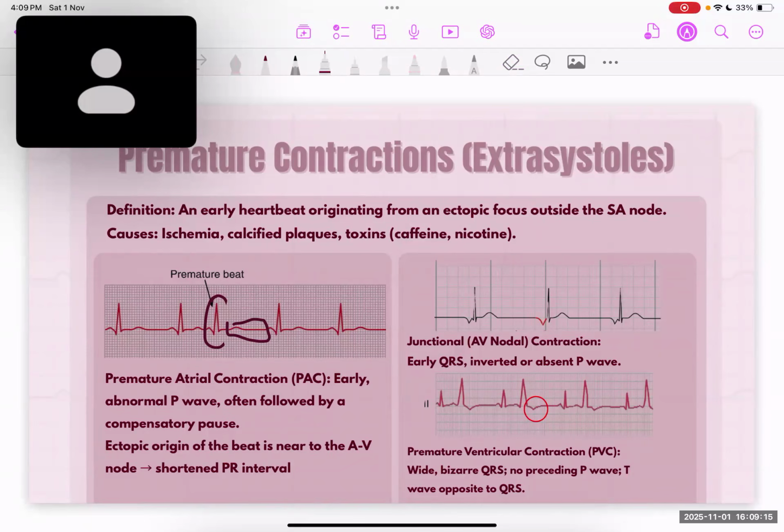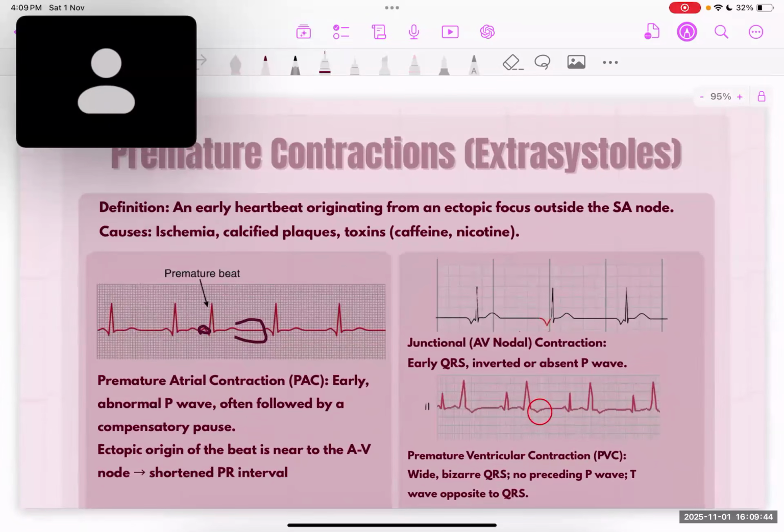For this one, the origin of the beat is near the AV node, and that's why you're also going to have a shortened PR interval. Like this one is very short. So for premature atrial contractions, you're going to have a premature wave, a shortened PR interval, as well as a compensatory pause after your premature beat. Is that clear?